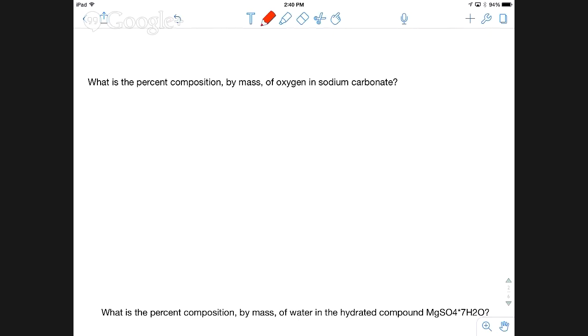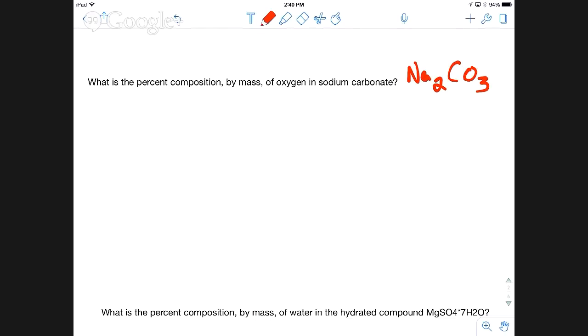So let's do that. Sodium carbonate is Na2CO3, because I'm not necessarily testing to see if you know how to get from a name to a formula in this case. I could certainly do that later, but that's not what I'm shooting for here.